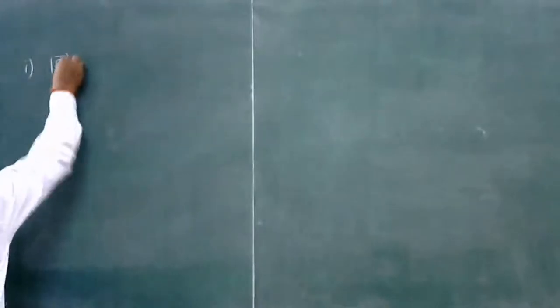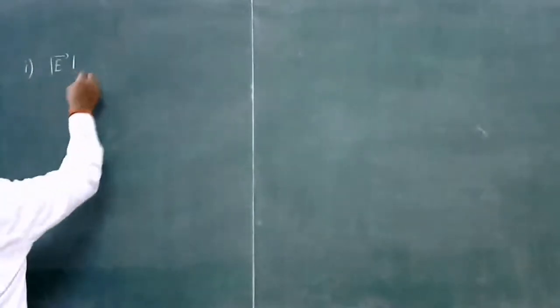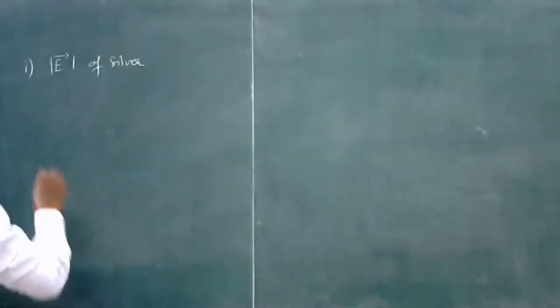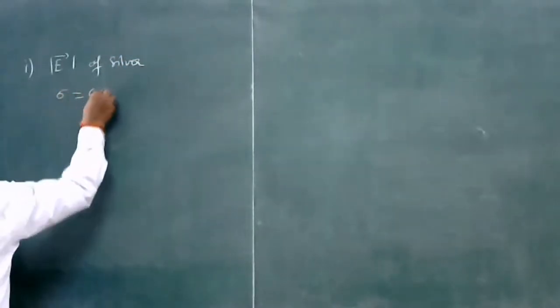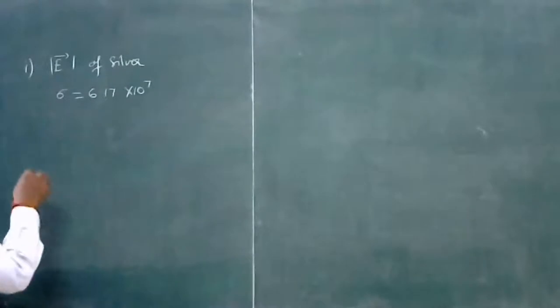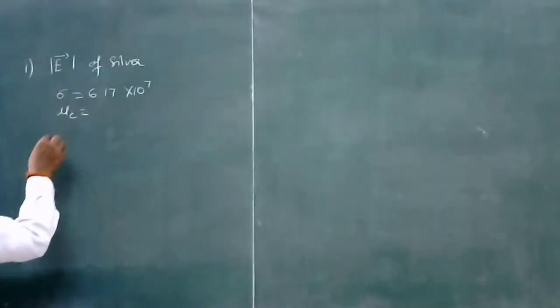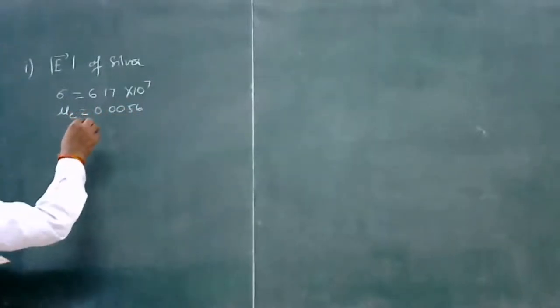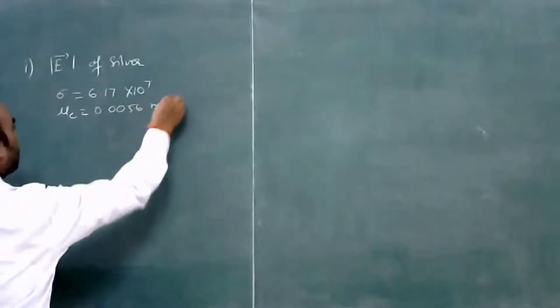First numerical: we have to find the magnitude of E of a sample of silver having sigma equal to 6.17 into 10 to the power 7, and mobility mu_e equal to 0.0056 meter square per volt.